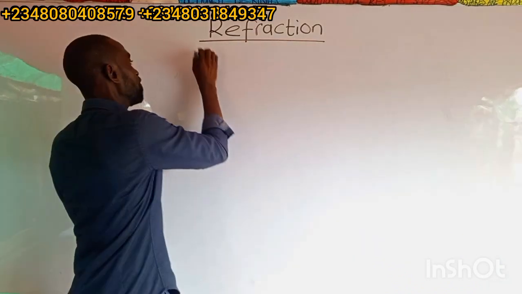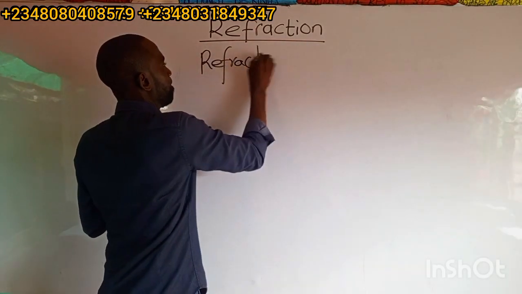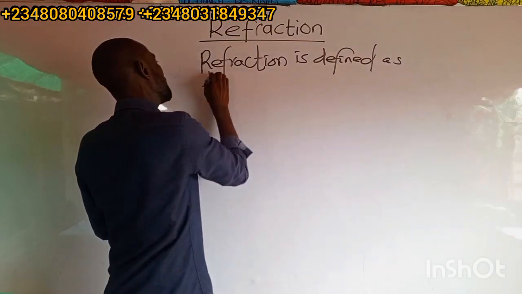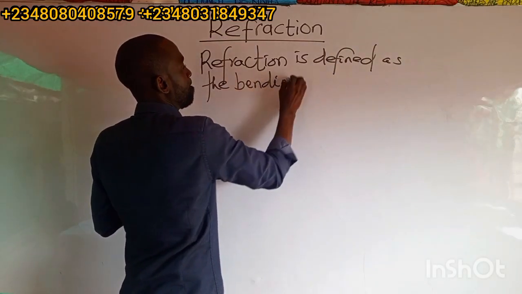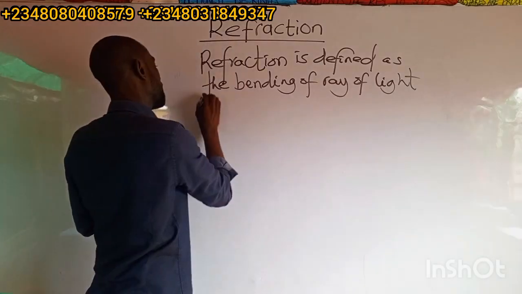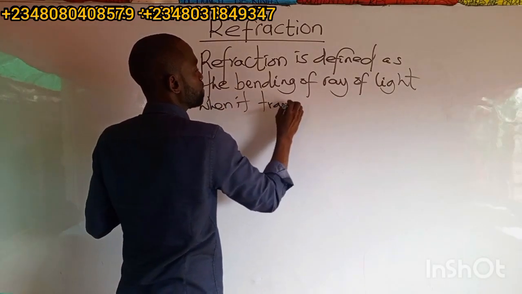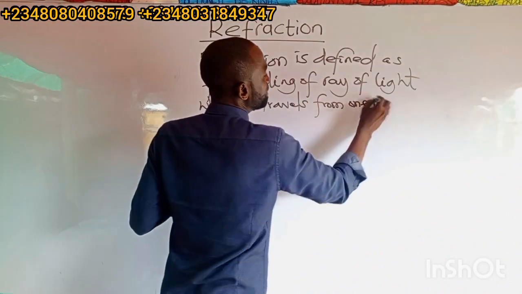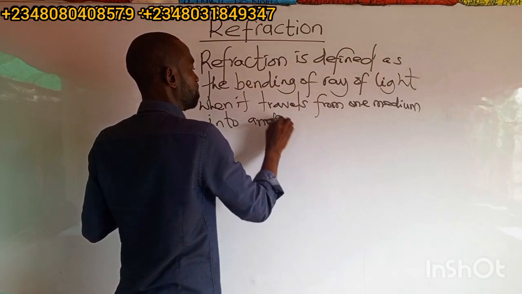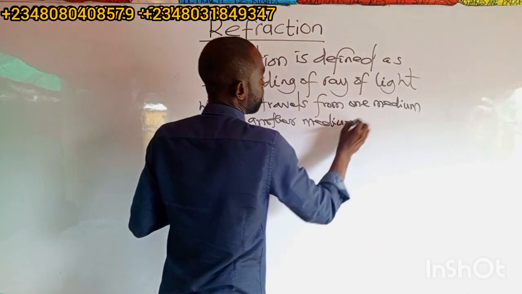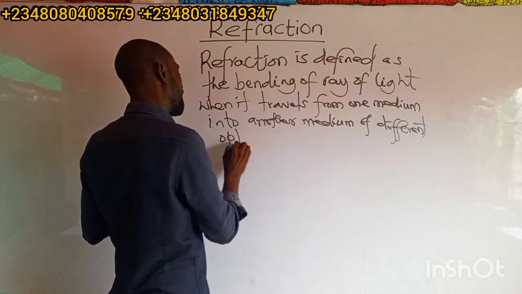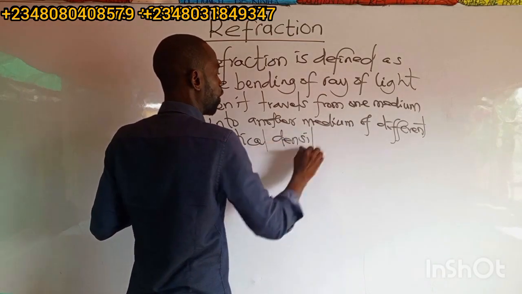So let's write it. Refraction is defined as the bending of ray of light when it travels from one medium into another medium of different optical densities.